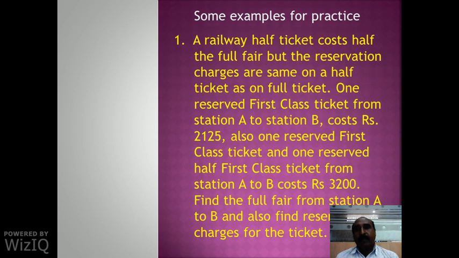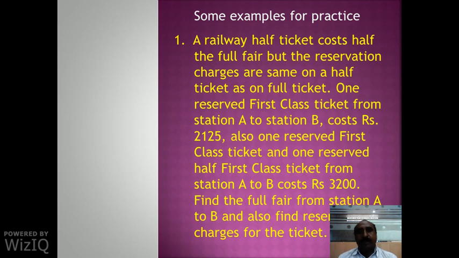A railway half ticket costs half the full fare, but the reservation charges are the same on a half ticket as on a full ticket. One passenger reserves a ticket from station A to B. Cost is 2125 rupees. Also, one passenger reserves a first class ticket and one reserves a half ticket from station A to station B, and for that rupees 3200 is the cost. Find the full fare from station A to station B and also find the reservation charges for the ticket.